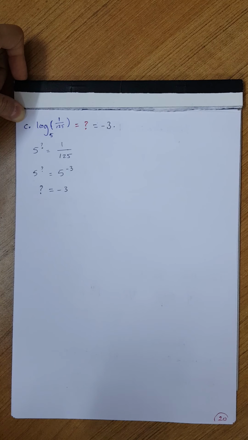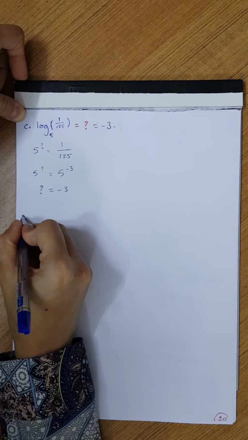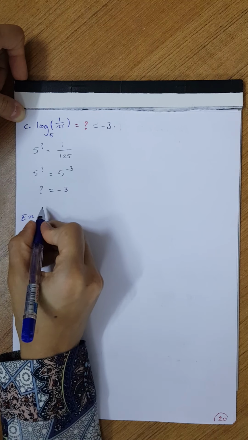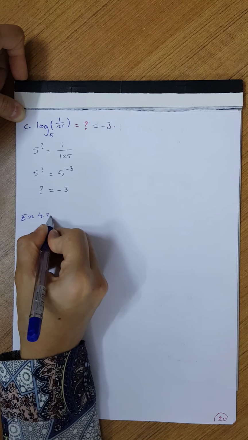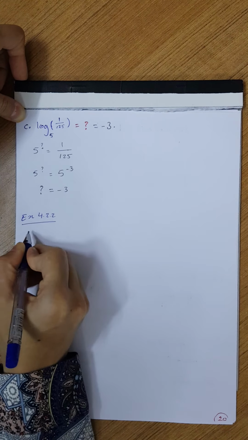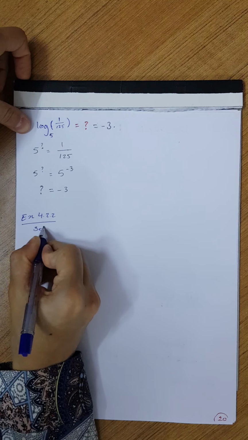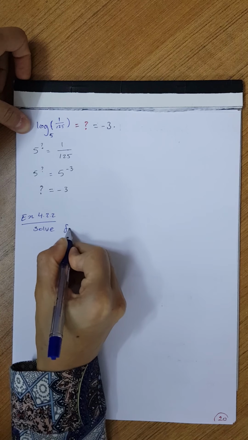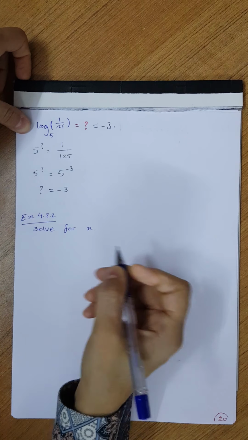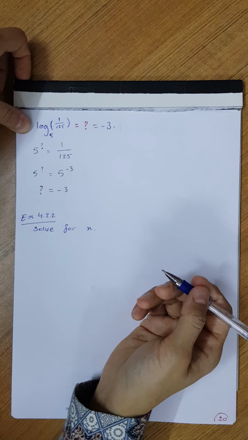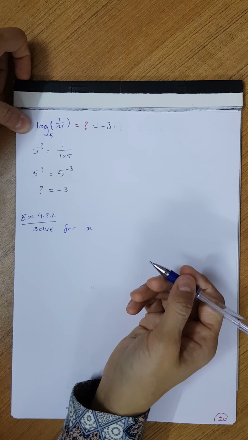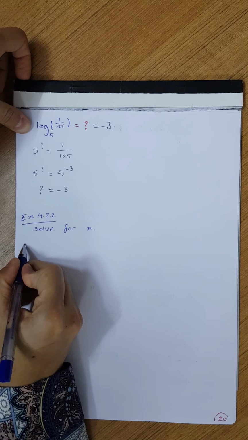We have another example. Again, it's for evaluation of the unknowns. Okay, 4.2.2. It says evaluate or solve for x. I will write it simply, solve for x. That means find the values of x in the given mathematical expression.